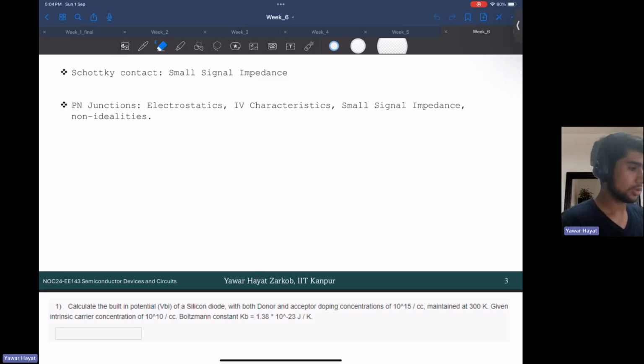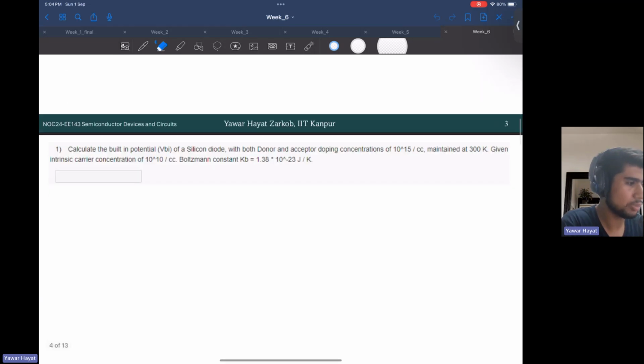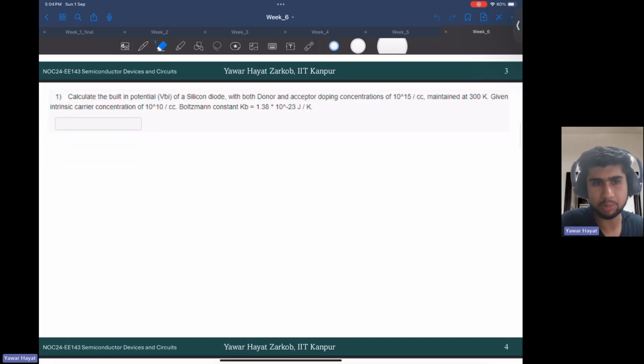So the brief recap would include the Schottky contact, its small signal impedance as it was taught, along with the PN junction, electrostatics, IV characteristics, small signal impedance, non-idealities. Since nobody's here in the meeting, I'll assume nobody has any doubt on that. So we'll skip this brief recap part, and directly move to today's problem one.